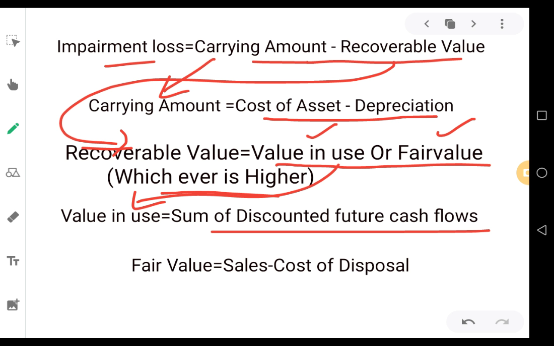Then what is the fair value? Fair value is nothing but sales minus cost of disposal. Suppose we are going to sell that asset in the market, we have decided to sell that asset in the market, what is the amount you are going to realize by selling that asset?